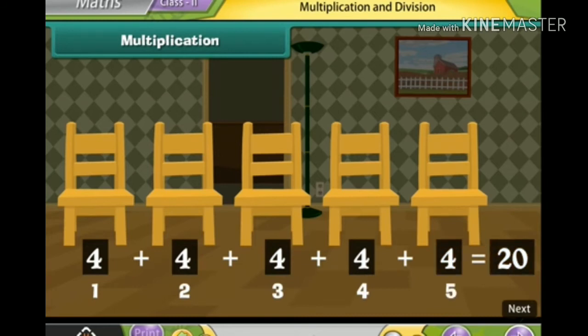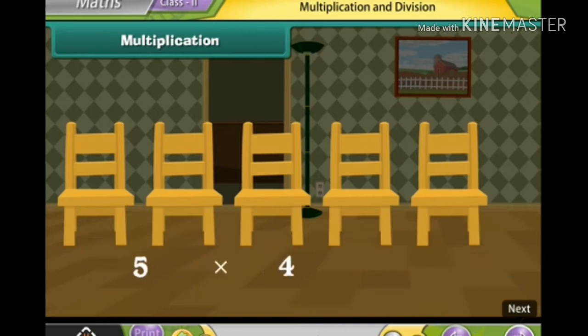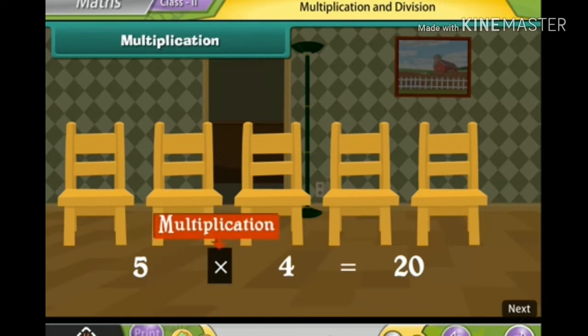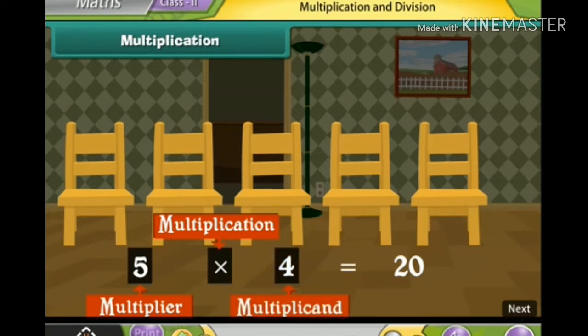We can write it as 5 into 4 is equal to 20. Cross is the sign for multiplication. The first number, 5, is called the multiplier. The second number, 4, is called the multiplicand. The result of multiplication is called product.